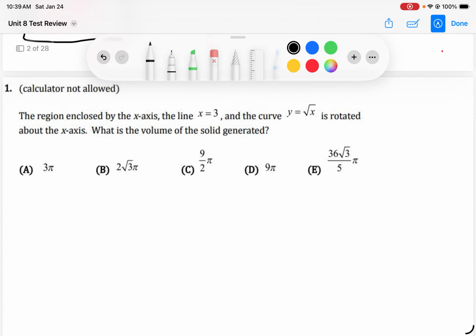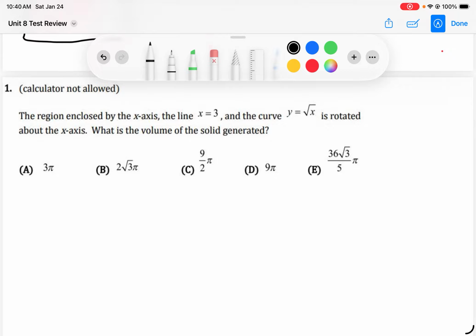The first question, I've got my notes by me, so hopefully I don't make any mistakes and lead you on to the wrong answer. The region enclosed by the x-axis, the line x equals 3, the curve of square root x, and it's rotated about the x-axis. What is the volume of the solid generated?